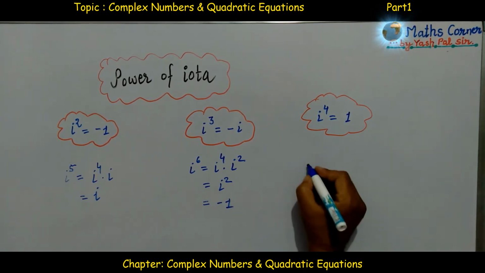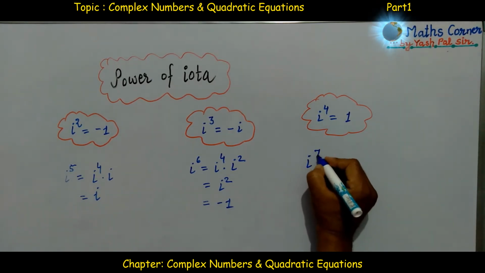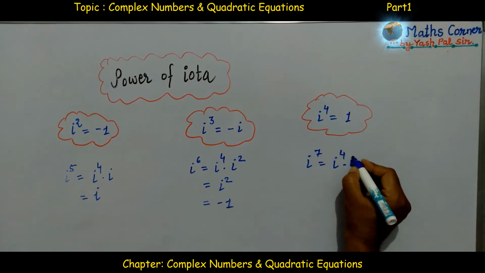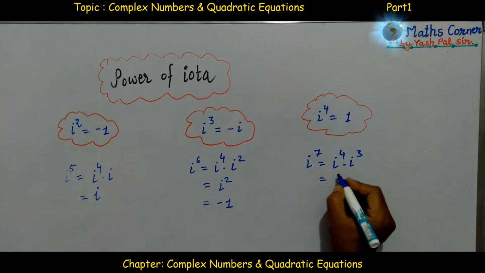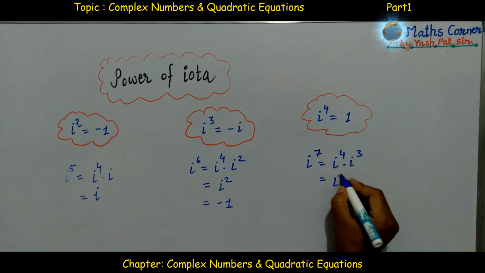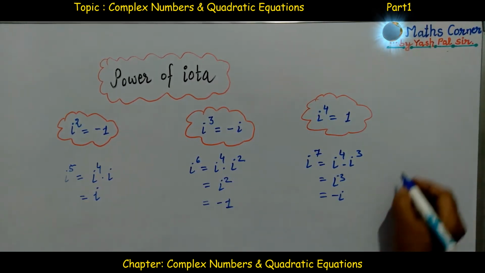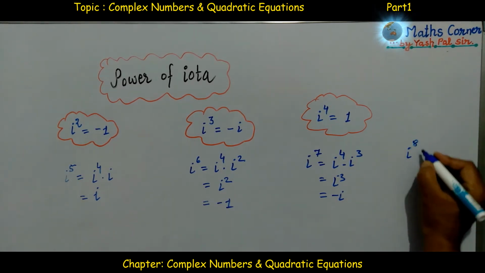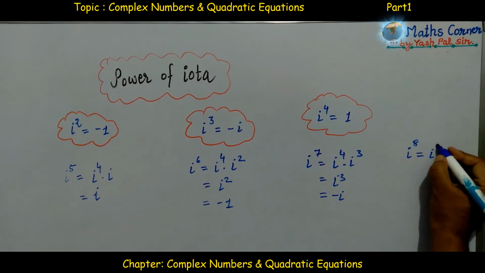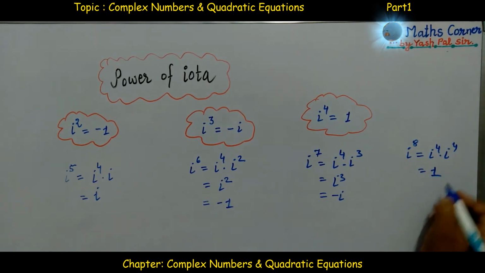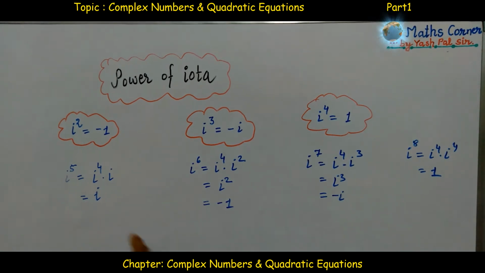Next we take iota raised to power 7. It means iota raised to power 4 into iota raised to power 3. So this is equal to iota power 4, which is 1, into iota power 3. Iota power 3 is minus iota. Lastly we have iota power 8, which is equal to iota power 4 into iota raised to power 4. That is 1 into 1, answer is 1. Likewise, we can solve any power of iota.